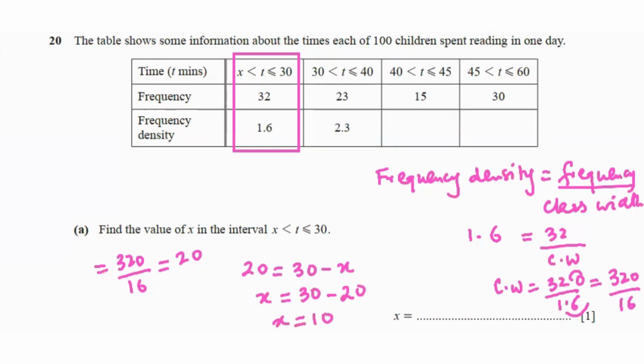If there's still any confusion, class width is basically the maximum value of the interval minus the minimum value of the interval. Maximum value of the interval is 30 and minimum is x. Hence 20 equals 30 minus x, and x is 10.